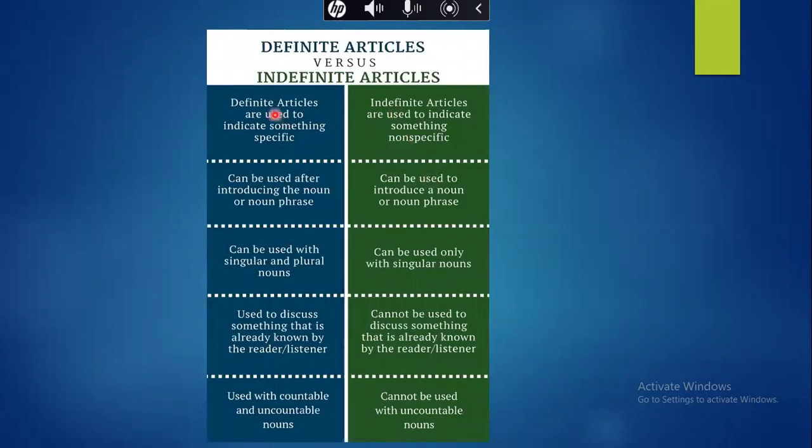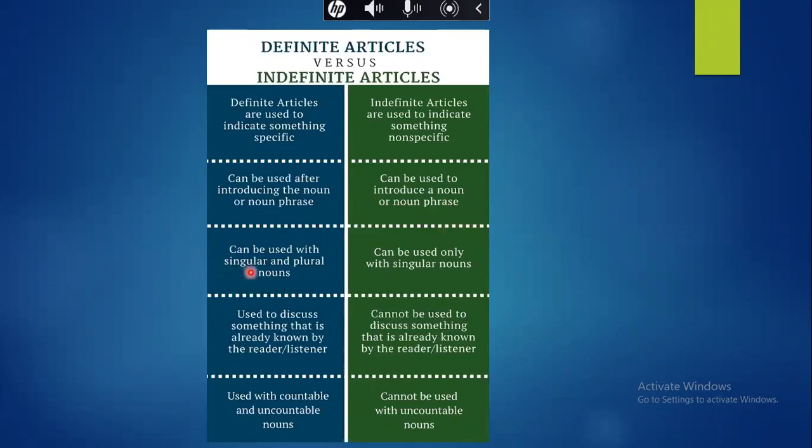Definite articles versus indefinite articles. Definite articles are used to indicate something specific. Here, this side is all about the, and indefinite articles means a and an. So definite articles are used when we indicate a specific thing, while indefinite articles are used to indicate something non-specific. It can be used to introduce a noun or noun phrase.